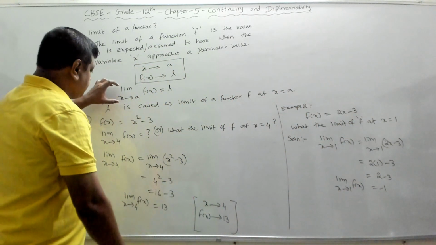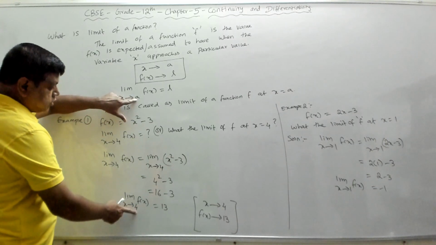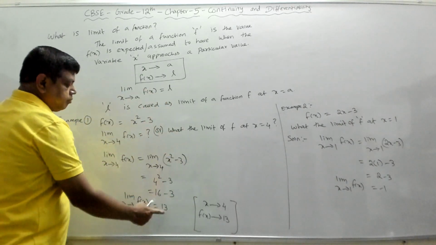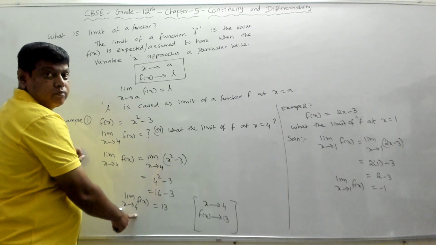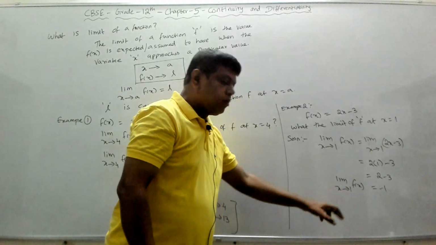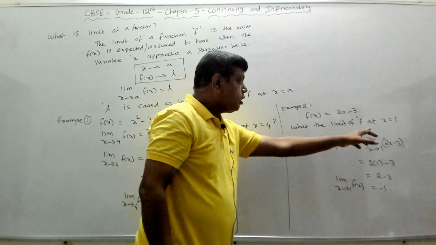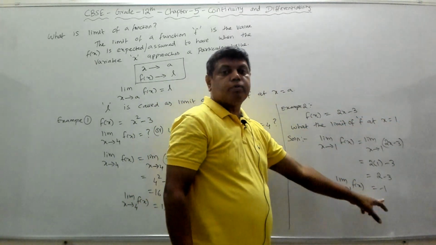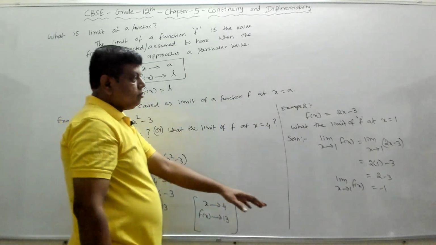So if you compare this with this formula, when x approaches a, here x approaches 4, f of x is some value L, f of x is 13. So your L is 13 and your a is 4. Similarly here, your a is 1. If you are trying to find the limit at the point x equal to a, in general it will be x equal to a. Here a is 1, and L is minus 1. L is called the limit of the function at the point x equal to 1.